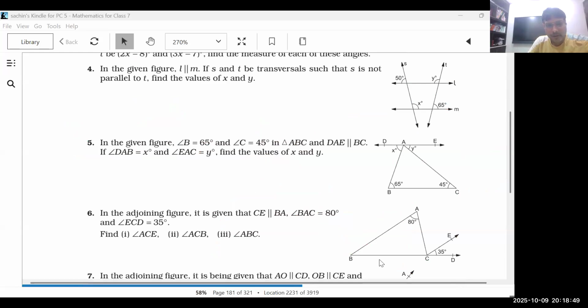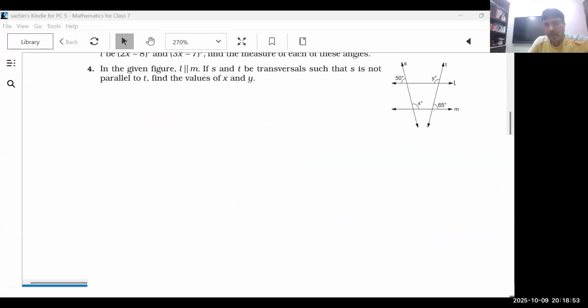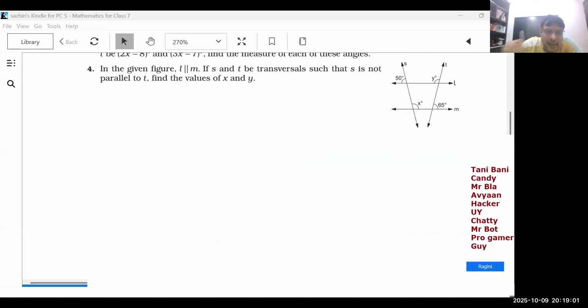Next question. Look, this is the sign of parallel. L is parallel to M. Line L is parallel to M, means this line L and this line M are parallel.